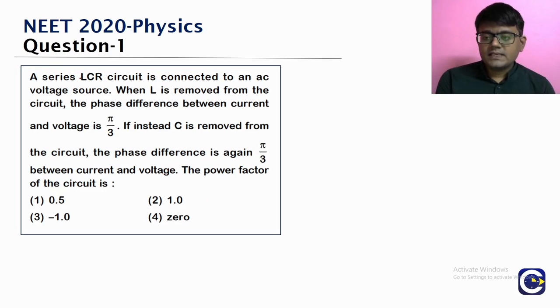A series LCR circuit is connected to an AC voltage source. When L is removed from the circuit, meaning the inductor is removed, the phase difference between the current and voltage becomes pi by 3. If instead C is removed from the circuit, the phase difference is again pi by 3. So if you remove L separately, the phase difference is pi by 3, and if you remove C separately, the phase difference is pi by 3.